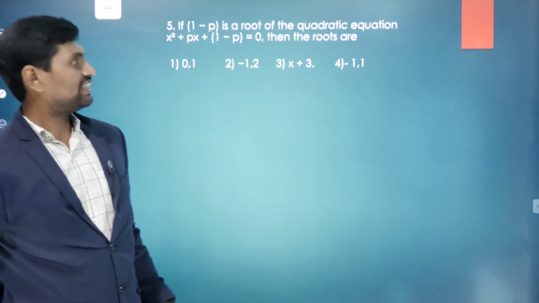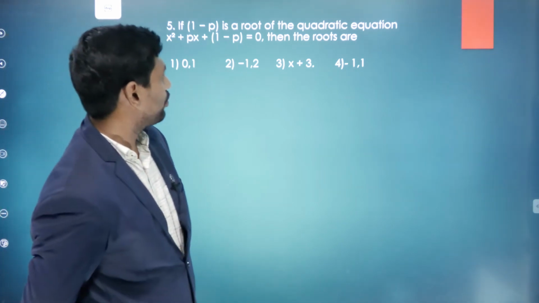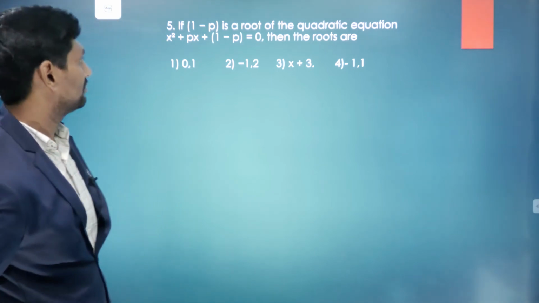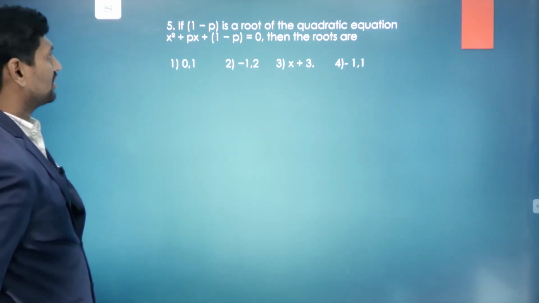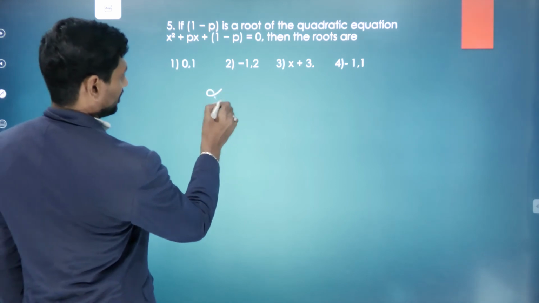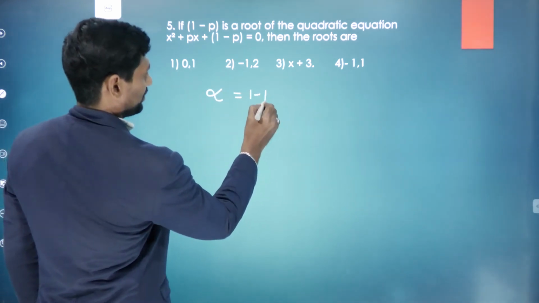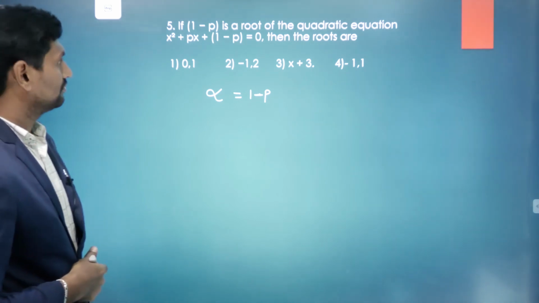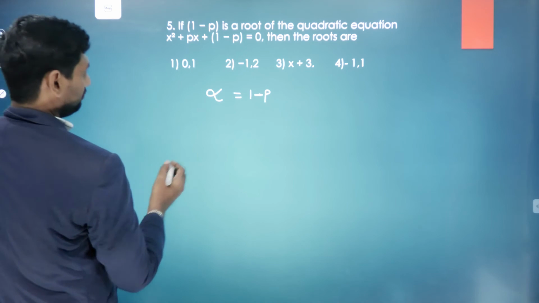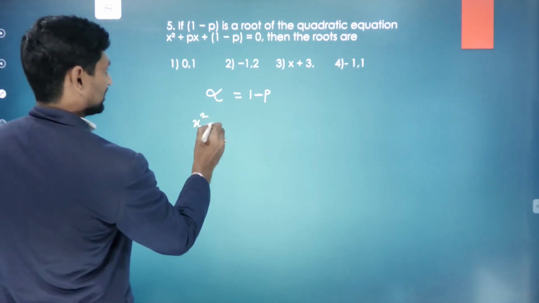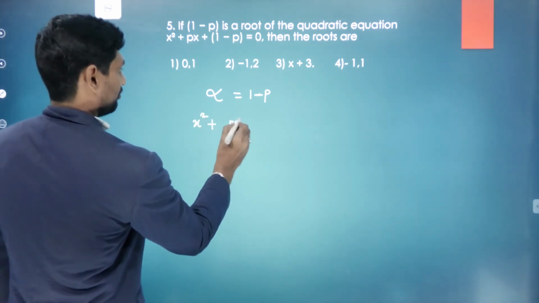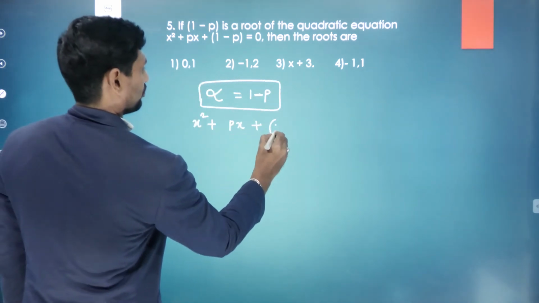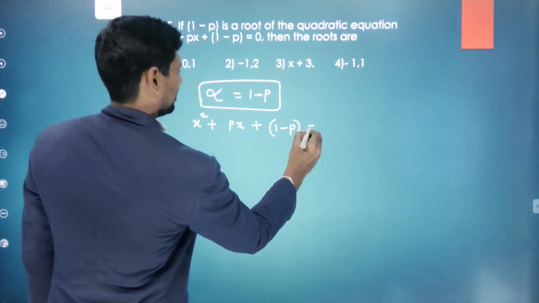1 minus p is a root of the quadratic equation. Then the roots are what? Now, what is the first root? Alpha is 1 minus p. We don't know the second root. Okay, na? What is the given quadratic equation? X square plus px plus 1 minus p equal to 0.